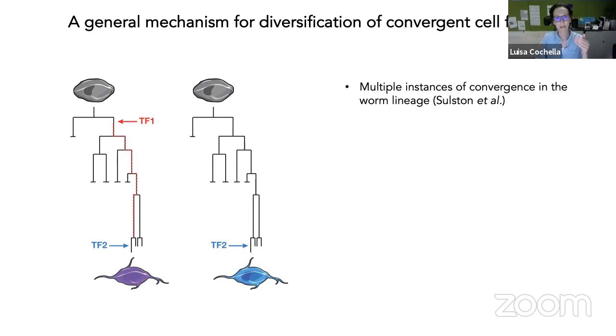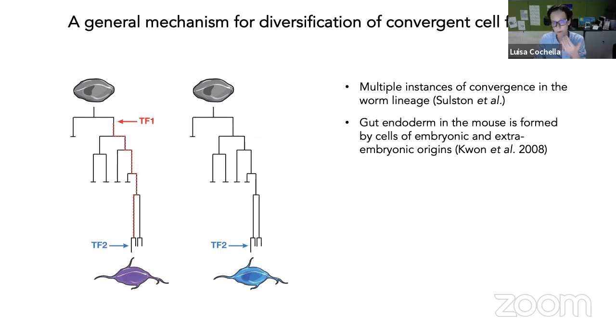But there's many, many instances in the development of C. elegans, and you can see them in the lineage. So you can get muscle cells that look practically identical, but they develop from different paths. And if we look at their gene expression profiles, they're in fact different. So we think that there's potentially many more instances of these.